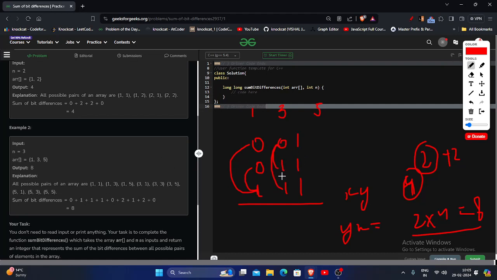This 0 will pair up. For this 0, there are two elements which have different bits at that same index. And for this one, we have two elements which have different bits at that ith position. We can also say that for this 0, we have one element which has different bits.